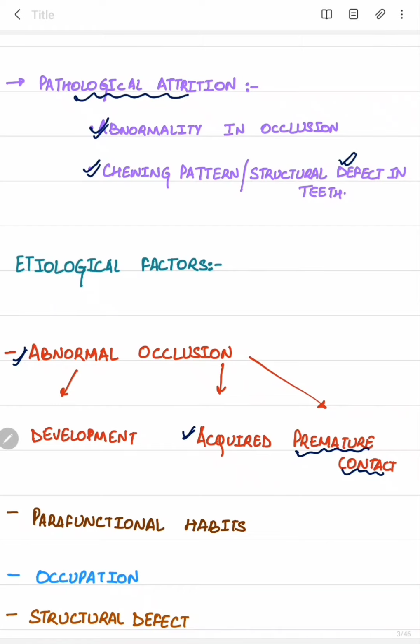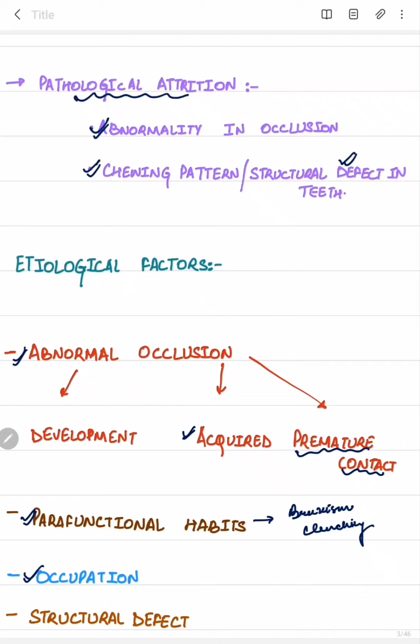The second reason for pathological attrition is parafunctional habits such as bruxism and clenching of teeth.